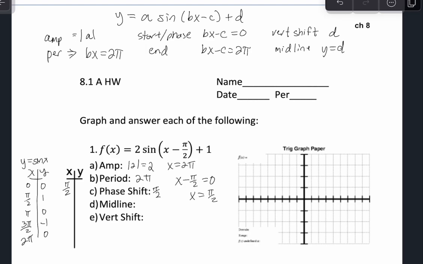We've technically picked up the graph. We have shifted it to the right, a pi over 2. Now, before we move on to midline and vertical shift, that is the starting place of our graph. Let's find the ending place of our graph. We set that same parenthesis now equal to the end spot, which normally is 2 pi, but now we have shifted it or changed it a little bit. How do we do that? Well, we're going to add a half of a pi to both sides to solve for x.